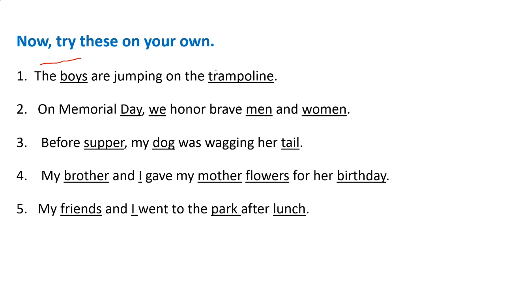Okay, we're back. So the boys are jumping on the trampoline. On the trampoline is a prepositional phrase. I always am going to look for that first. So that's going to be my OP, object of preposition. I'm going to go ahead and find all of the prepositional phrases. On Memorial Day, that's another prepositional phrase. It's an OP.